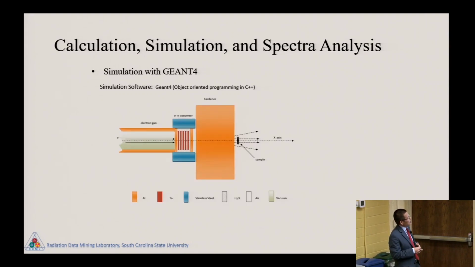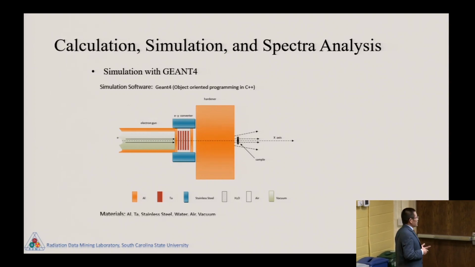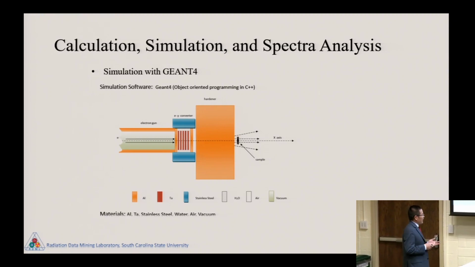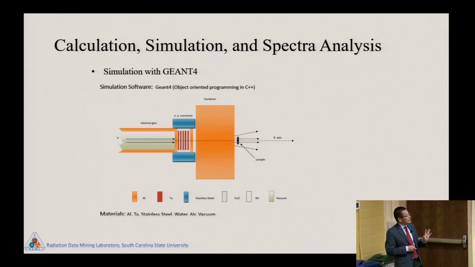And this is the experimental setup. The electron beam shoots here and hits the electron-gamma converter. This is the tantalum converter. And then you have a hardener, an aluminum block. This is where our sample is put. So the materials include aluminum, tantalum, stainless steel, water, air, and vacuum.